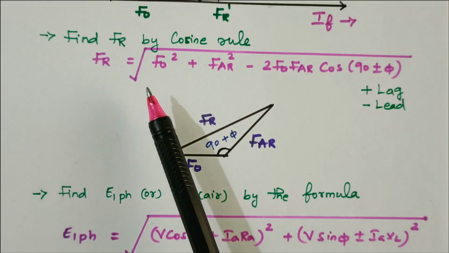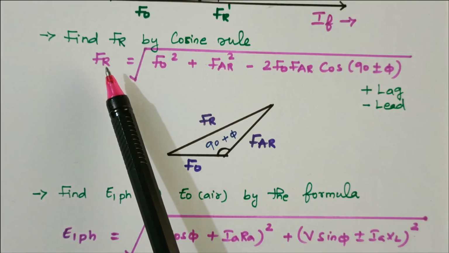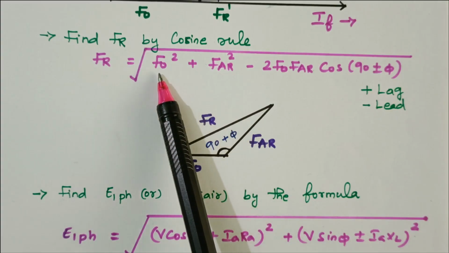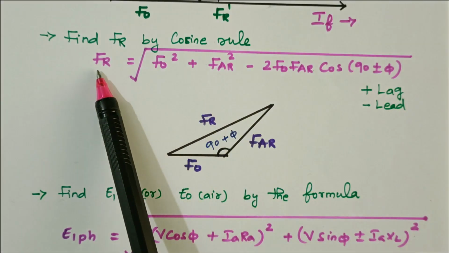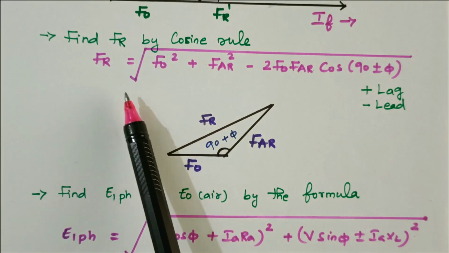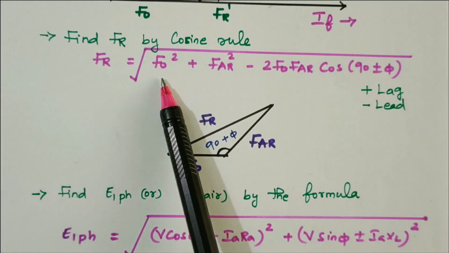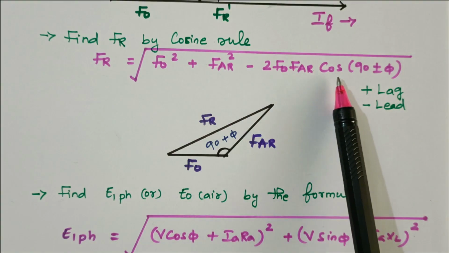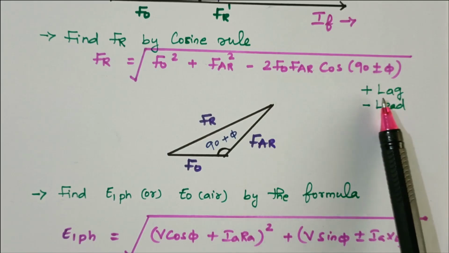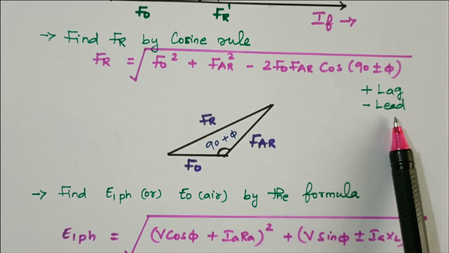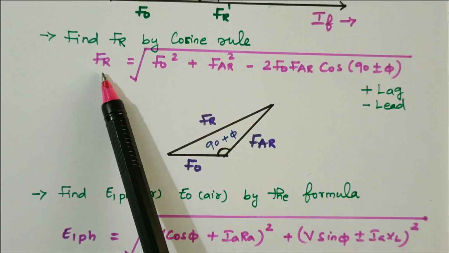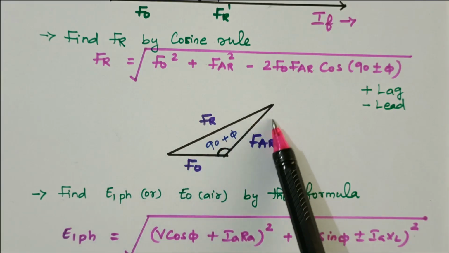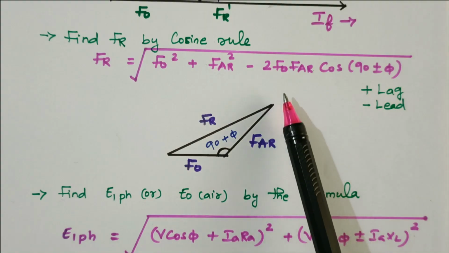So we got the F0 from this air gap line. Using that F0 and FAR, already available from the Potier triangle, we can find the FR value using the cosine rule. FR equal to square root of F0 square plus FAR square minus 2 into F0 FAR cos of 90 plus or minus phi, where plus refers to lagging power factor and minus refers to leading power factor. So F0 and FAR give the FR value, which we calculated using the cosine rule.